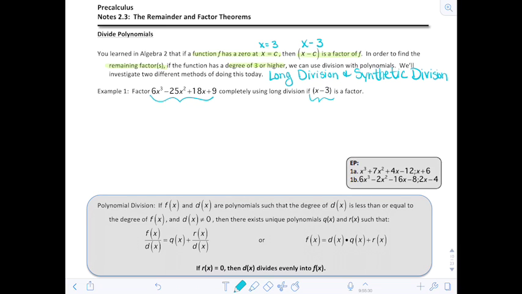It's just like when I have 24 divided by 8. If I wanted to factor 24 and I divided by 8, another factor would be 3. So division can help us get the other factor when we can't use our regular factoring techniques.